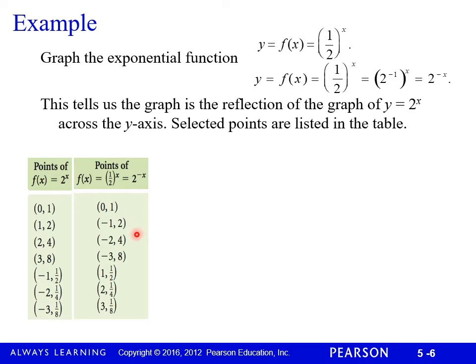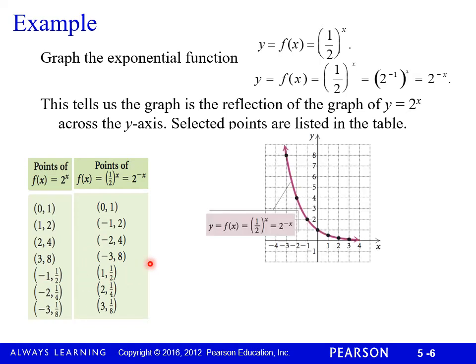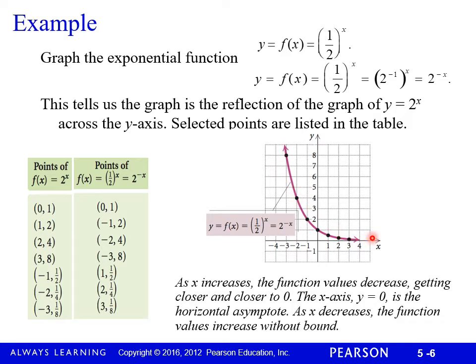We can see how the points are reflective across the x. So we get the opposite value of x here. When it's 1, 2, we get negative 1, 2, 2, 4. Negative 1, 1/2 becomes 1, 1/2. And so instead of growing from left to right, we have the function decreasing or shrinking or decaying from left to right. So as x increases, the function values decrease, the y values decrease, getting closer and closer to 0.